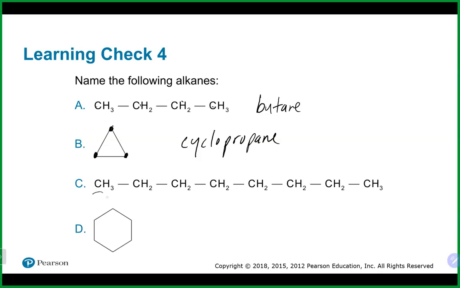This is a bunch, 1, 2, 3, 4, 5, 6, 7, and 8 again, with nothing else attached. This would be octane in its condensed formula. And in this guy, we got 1, 2, 3, 4, 5, and 6 carbons, which is based off of hexane. And again, in a ring structure, this would then become cyclohexane. Yeah. Any questions on any of those names there?